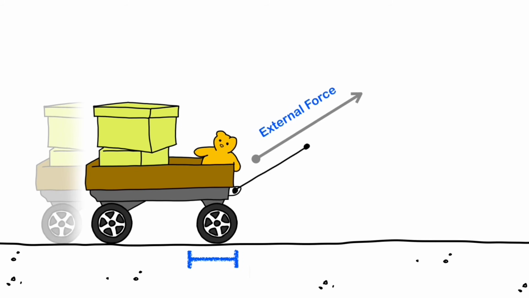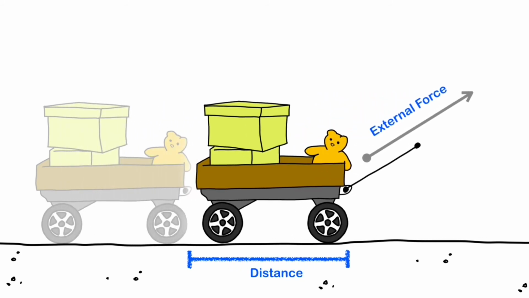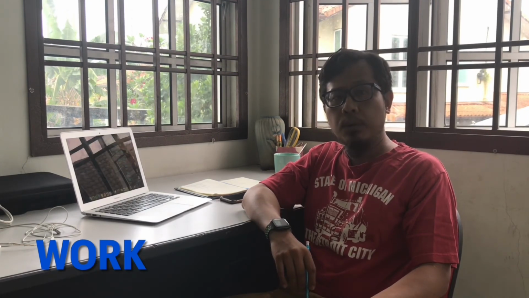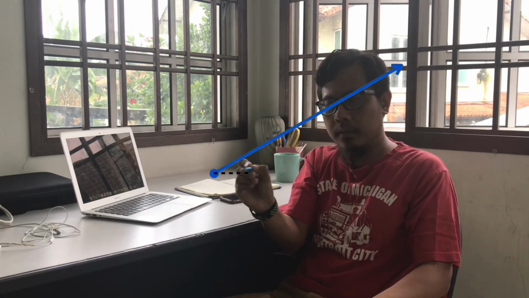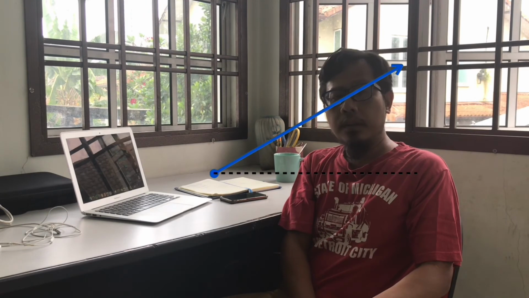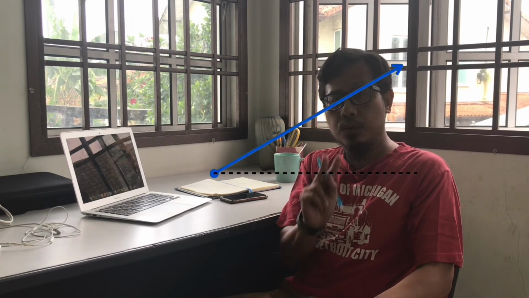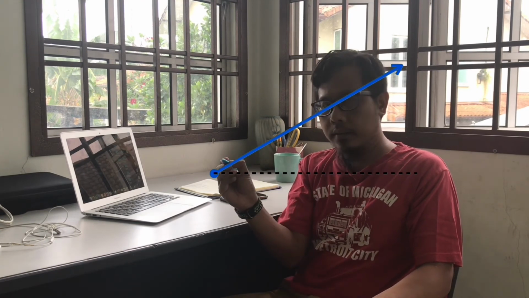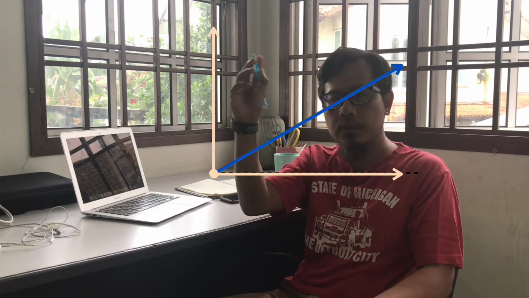In this instance, the toy cart is still moving parallel to the ground. However, the rope is at an angle to it. With the example that we have given just now, the toy cart is being pulled with an external force at a certain angle. In this example, we have to break up the external force into two components, one that is parallel to the ground and another one that is perpendicular to the ground.